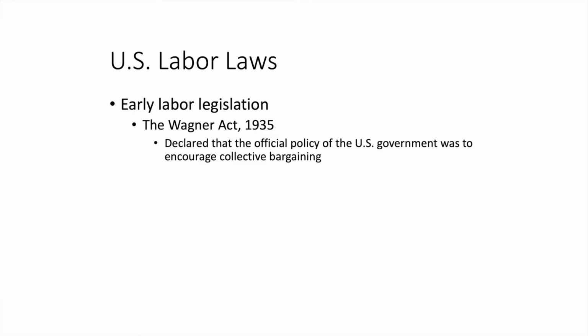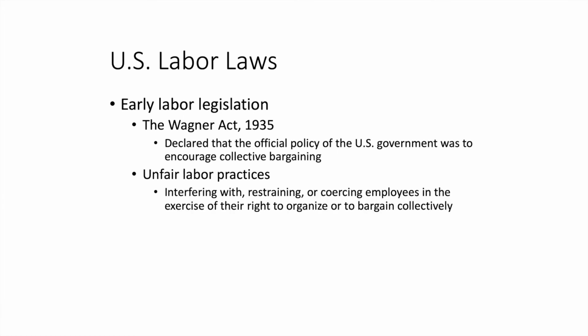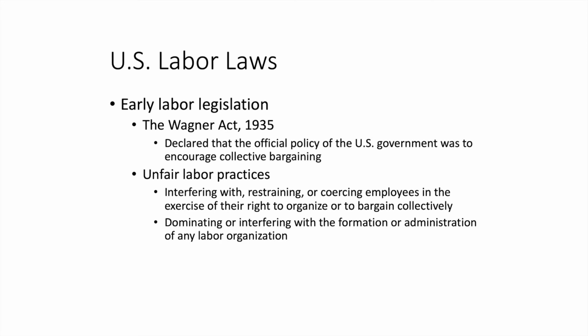Now, there are other laws that came about. The Wagner Act declared that the government was to encourage collective bargaining. And then they also looked at unfair labor practices. These are a few of them, and the next slide will show some too. Really what this means is that anything that an employer does to coerce, restrain, or interfere with the collective bargaining process or the right for an employee to join a union would be illegal.